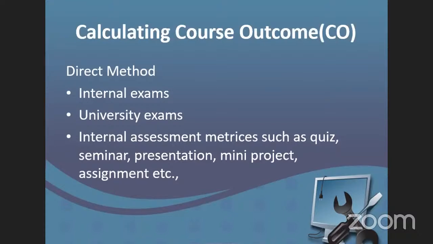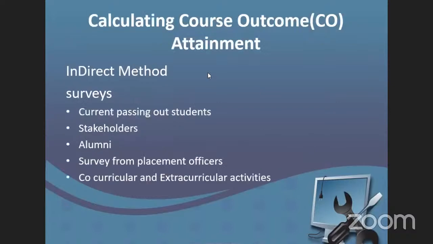So we will see how we will assign the COs. Then indirect method, as I mentioned, CO attainment can be through direct method and indirect method. Weightage is given for direct method, weightage is given for indirect method. Collectively, we formulate whether the CO is attained or not. So in indirect method, we assess the CO by conducting surveys for the passing out students, surveys with the stakeholders.